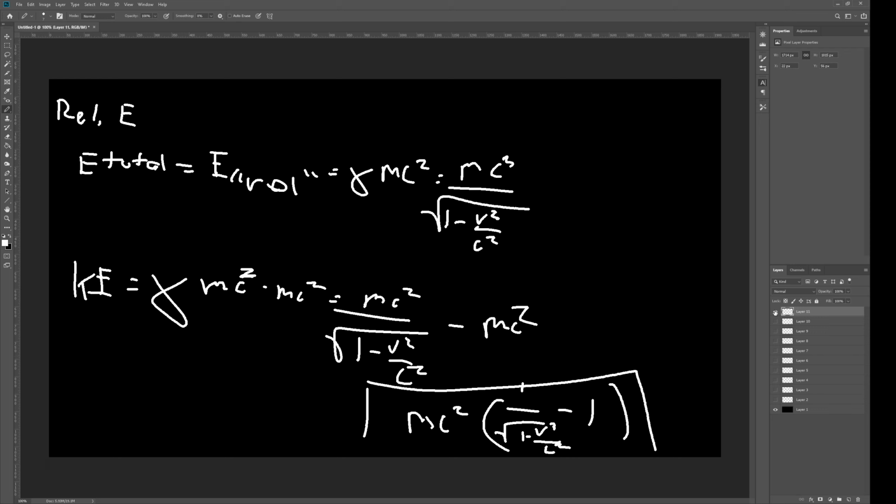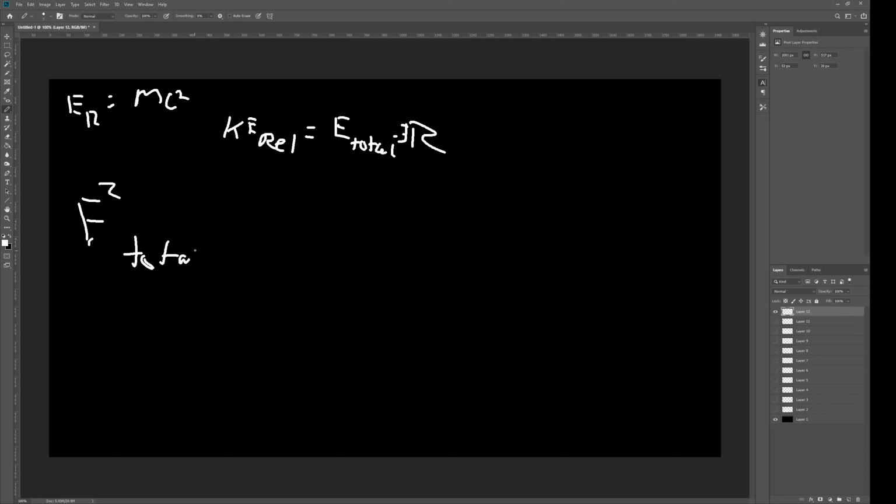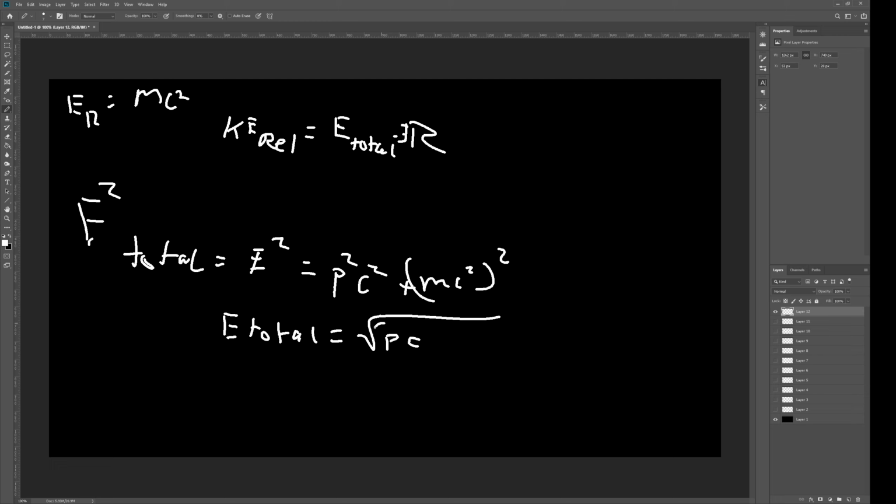Now we have E_R, which is just the rest energy, mc squared. Then KE is equal to E total minus E_R, which we just wrote in the previous line. Then we have E squared is equal to p squared c squared plus mc squared, all squared. Then E total is equal to the square root of (pc) squared plus (mc squared) squared.